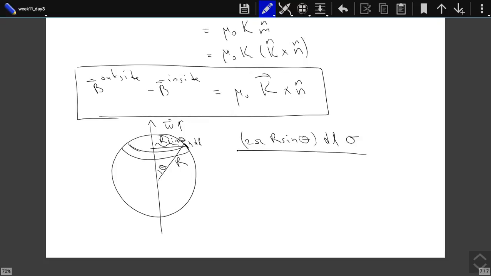And all that charge passes through this dl in one full rotation, but one rotation takes an amount of time 2 pi over omega. This is the current running through that very small segment. But by definition of the surface current density, this is just k times dl. So that basically tells me that k is equal to omega r sine theta times sigma. This is the magnitude of k.